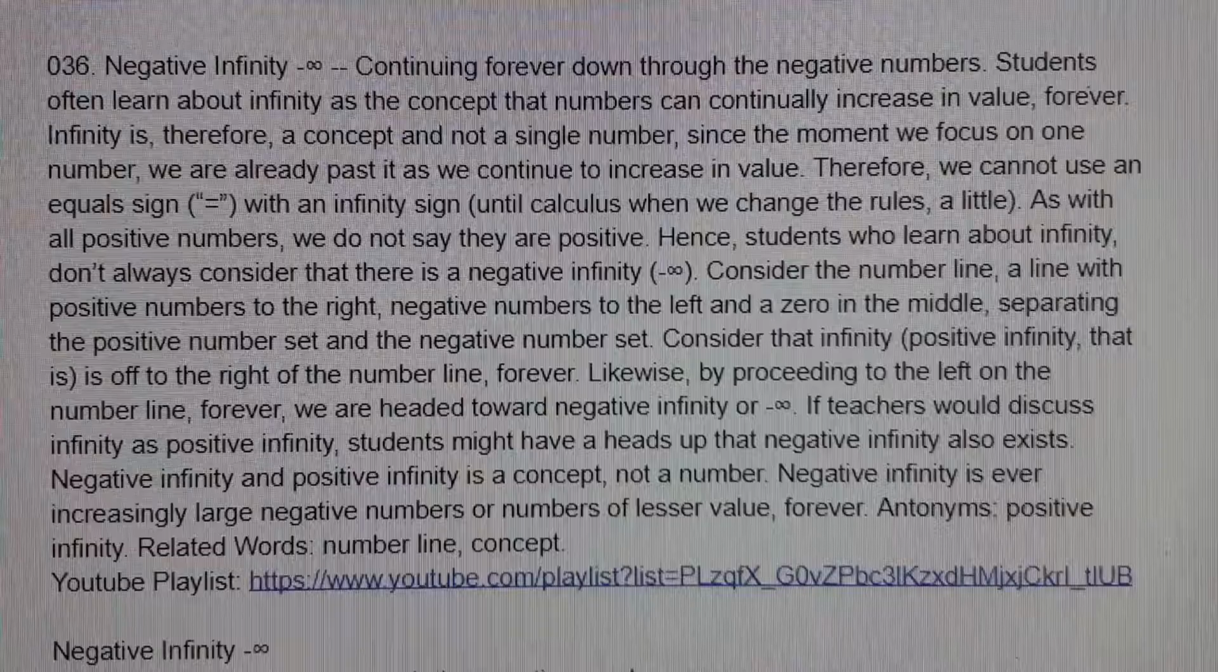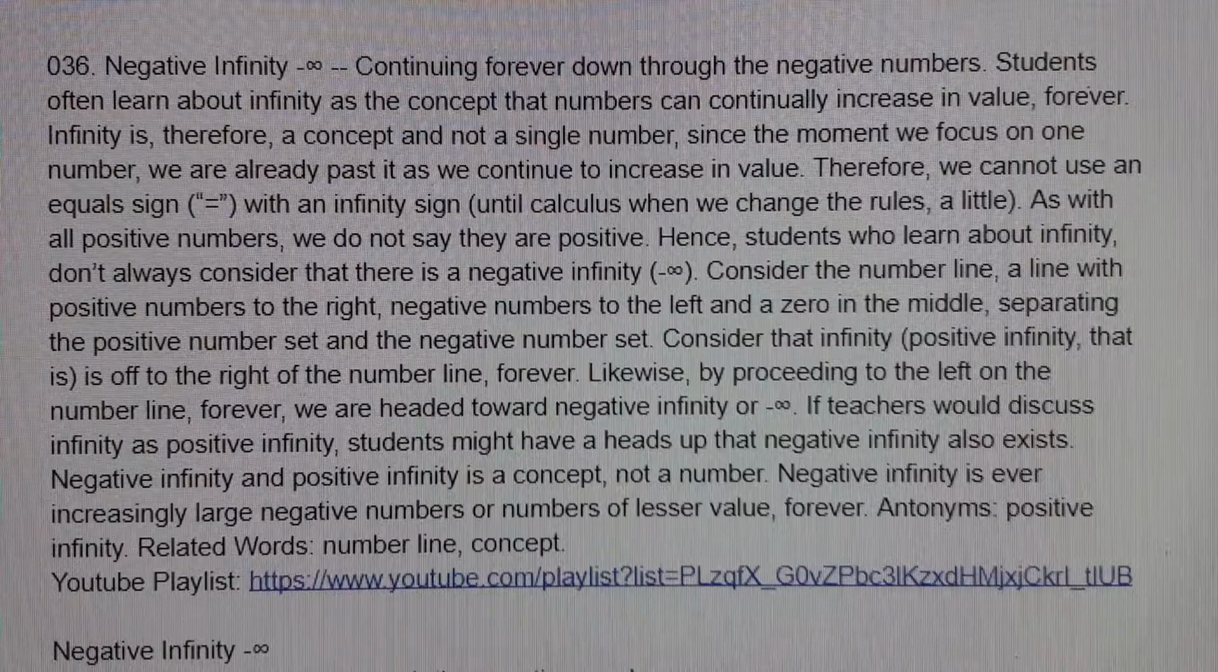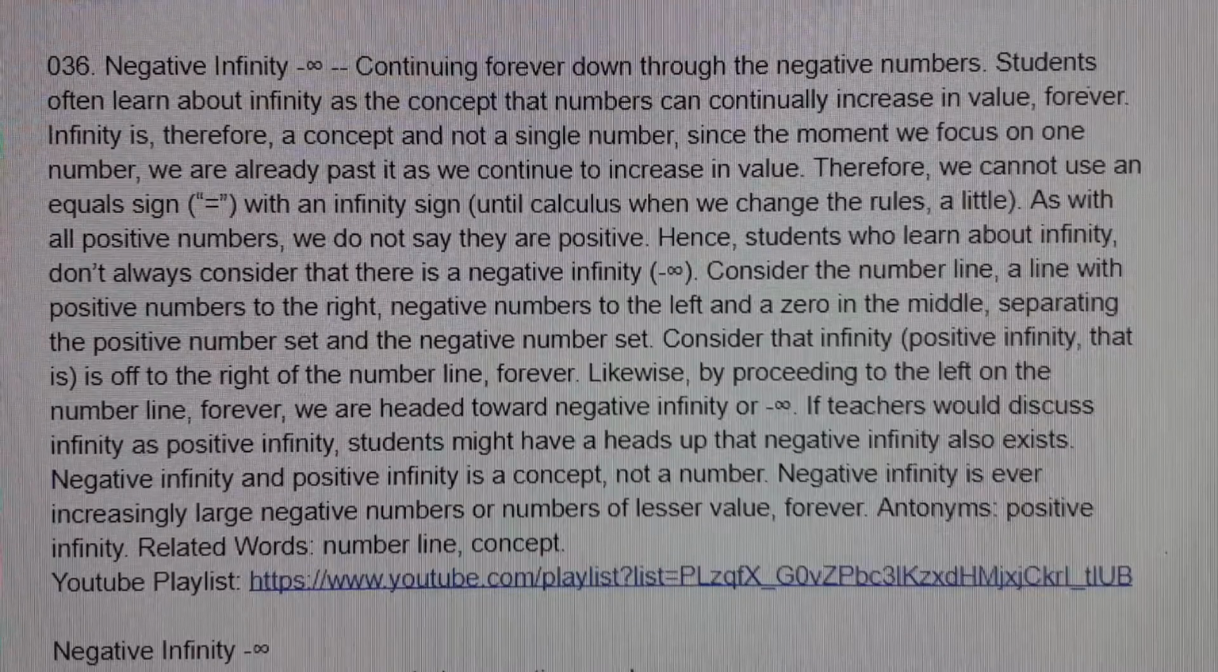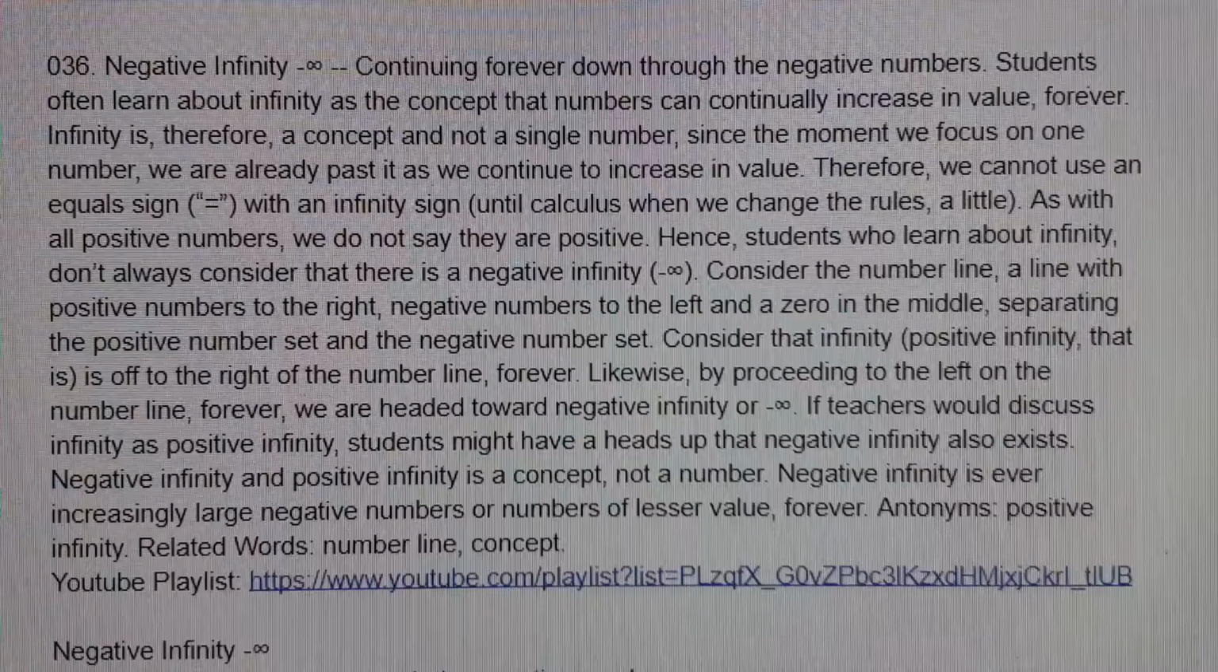Therefore, we cannot use the equal sign with an infinity sign (until calculus, when we change the rules a little). As with all positive numbers, we do not say they are positive. Hence, students who learn about infinity don't always consider that there is a negative infinity, a negative sign with an infinity sign.